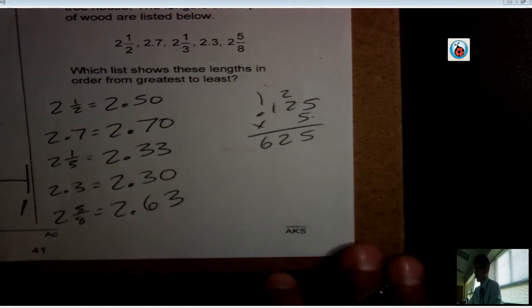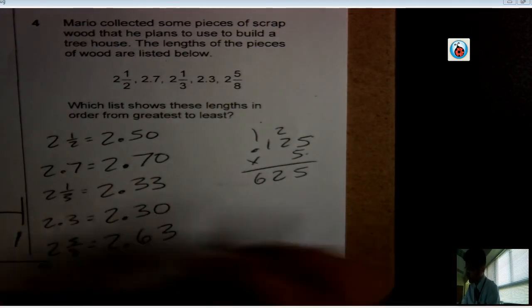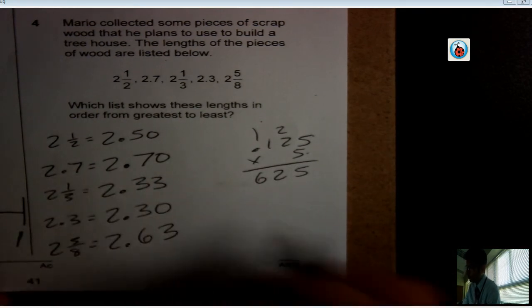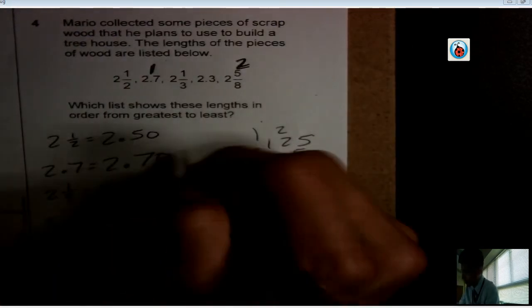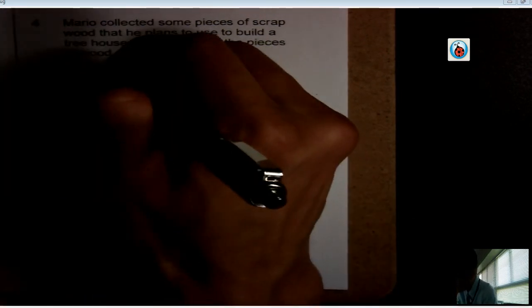All right, so then we're supposed to put it in order from greatest to least. That means descending, right? From big to small, descending. So my greatest one is which one? 2.58. No. 2.70. Yeah, this one. So this is my number 1, and then 2 and 5/8. I'm going to check it off so I know I already used them. And then we're going to have 2 1/2. That'll be number 3. And then 2 and 1/3. That'll be number 4. And then my least is 2 and 3/10.